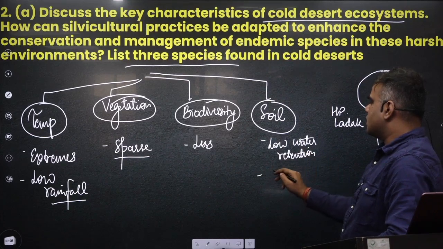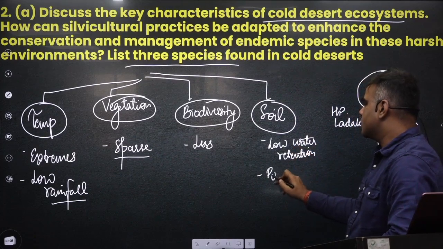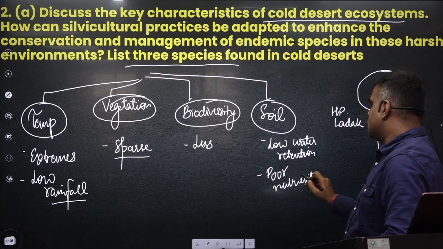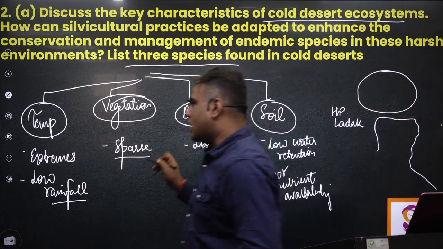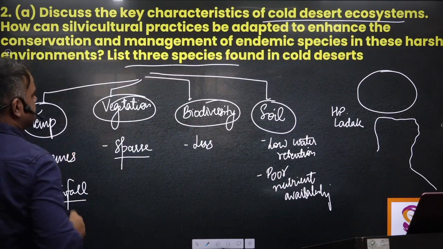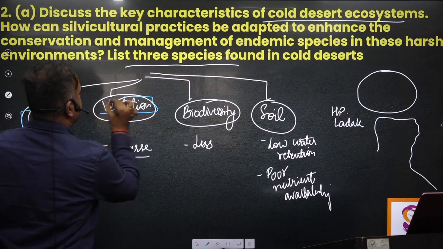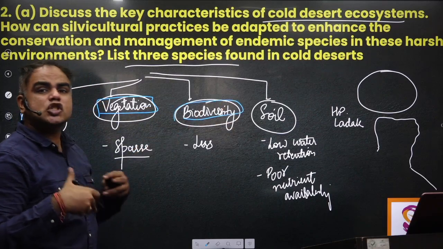Second, the nutrient availability is also poor. Okay, so I can say poor nutrient availability. And again, when you write this, you can write it like this. So the examiner would also think that you've mentioned 4 dimensions properly. What is the temperature here, what is the vegetation, what is the biodiversity, and how is the soil.